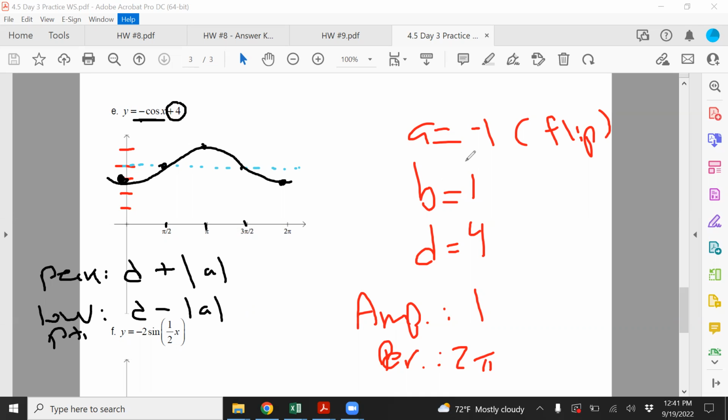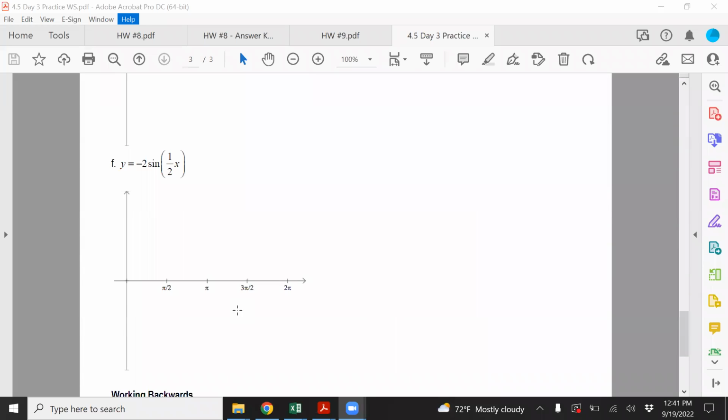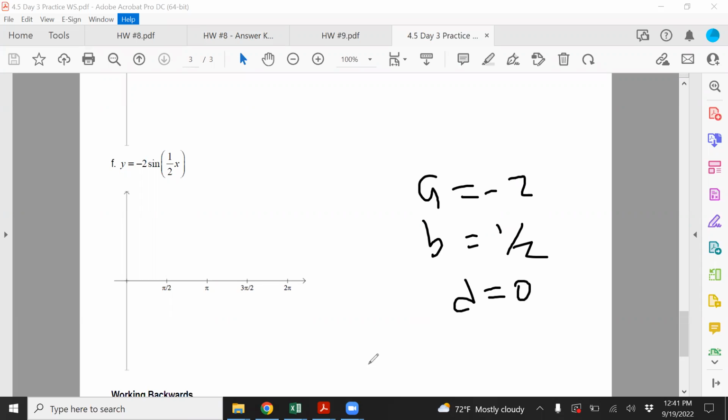All right, one more. Let's see here. Okay, A is -2. B is half. D is 0. Okay, what's our amplitude again? 2. And what's the period, guys? Well, B is 1/2, so the period is 4 pi.